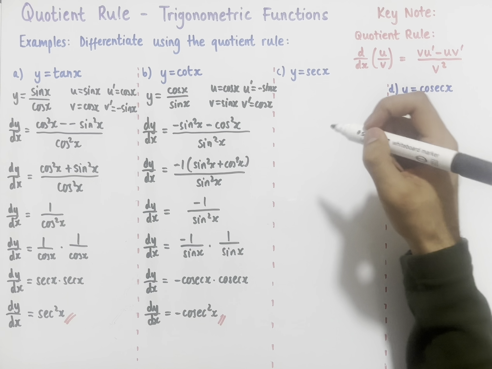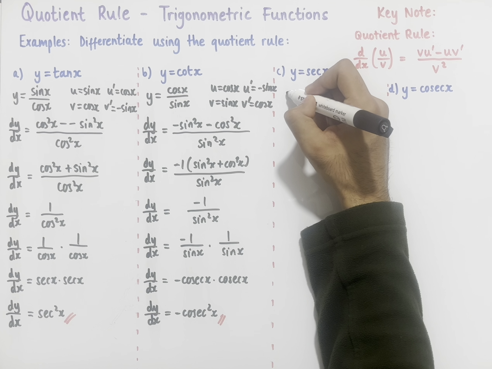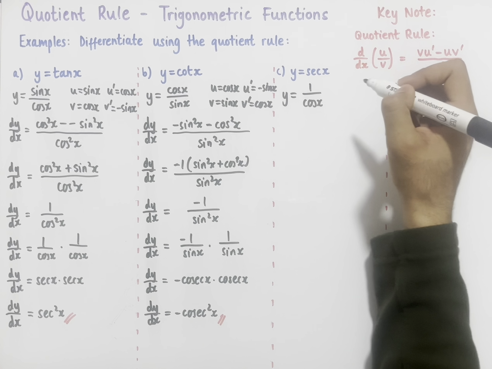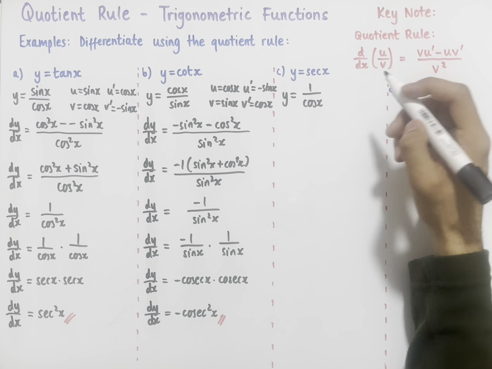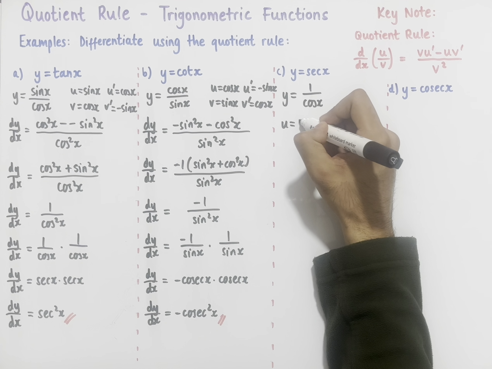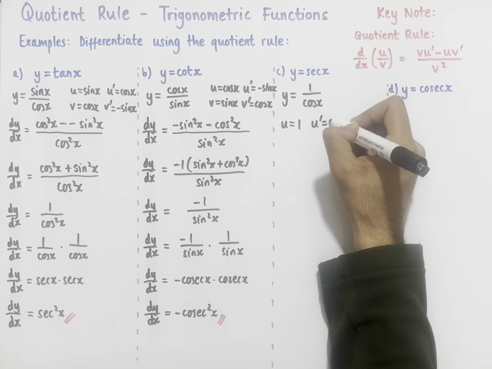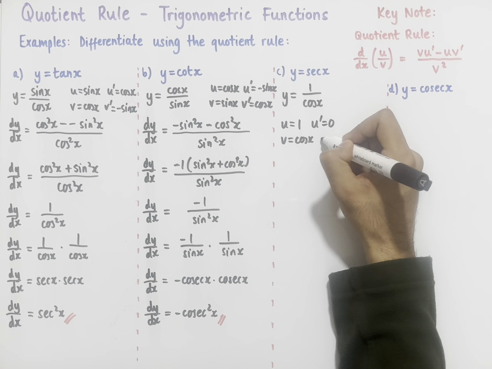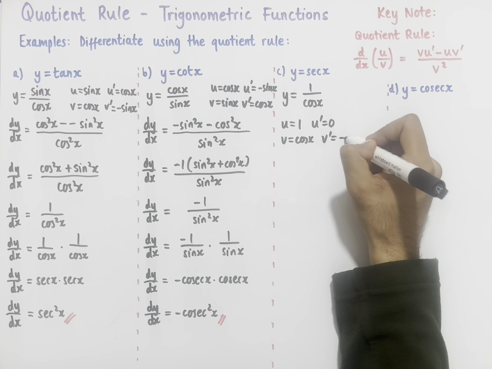So again, we're going to rewrite this as a quotient using a trigonometric identity. So we end up with y equals 1 over cos x. And so we'll start by labeling u and v again. So we have u equaling 1, and so u dash equals 0, v equaling cos x, and so v dash equals minus sine x.